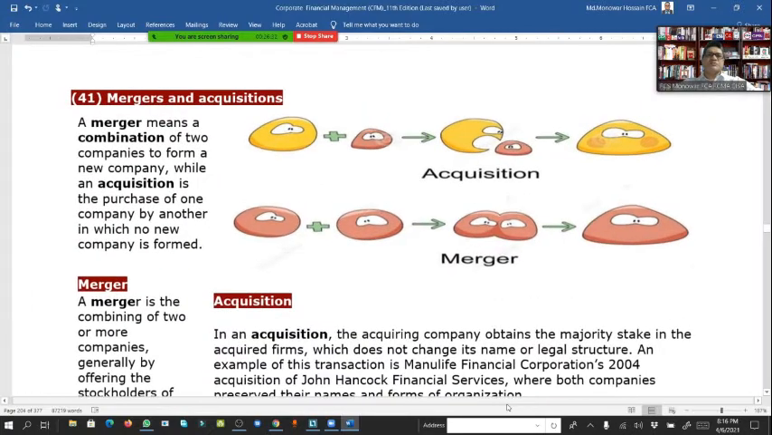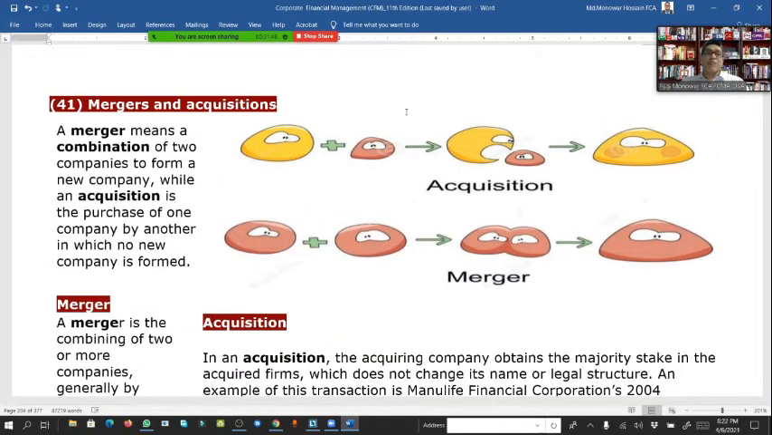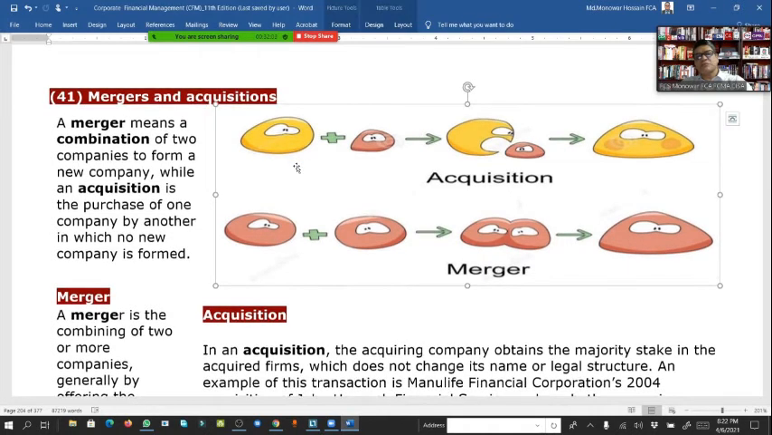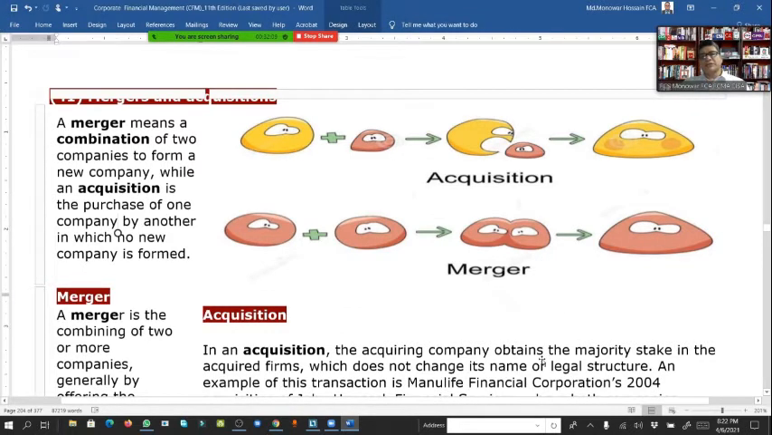Merger and acquisition is another technique. A merger means a combination of two companies to form a new company. Look below: if we have company X and another company Y, when they merge they make a big company, the entity of company X and the entity of company Y vanish, and there is a new company, XY Limited. But an acquisition is the purchase of one company by another in which no new company is formed.